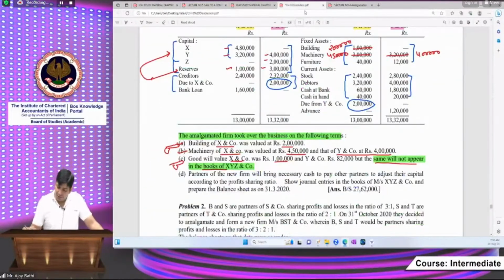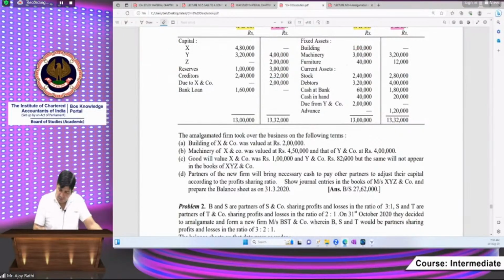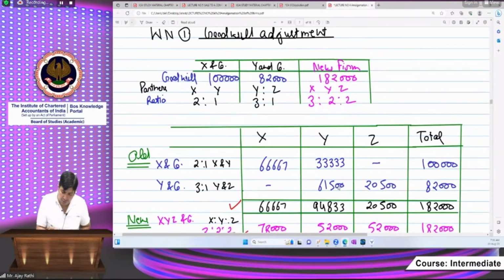Beta, in the books of the old firm, the goodwill could have been raised. How much? I am removing the rest of the highlighter, and since this is the last point of this question, I am highlighting only the relevant part so that you do not get confused. See, beta, goodwill of XN company is 1 lakh. If XN company goodwill could have been distributed between the old partners, then it has to be distributed in this ratio between X and Y, that is 66,667 and 33,333.